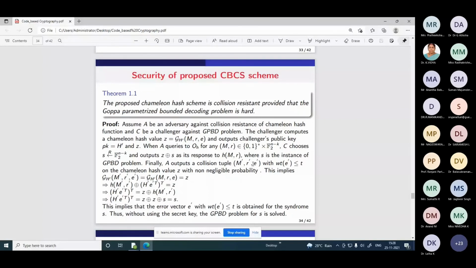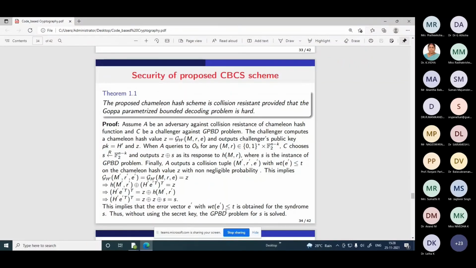Once you are able to find a collision in the chameleon hash, you are able to solve the Goppa code problem. But the Goppa code problem is difficult. Therefore, you cannot find the collision. That is what the theorem tells. That is what we have proved. We are assuming that we have found the collision, taking it as we have got a collision. And finally, we have proved that for a given S, we are able to find an error vector of weight at most T. This is the reduction proof we have given.